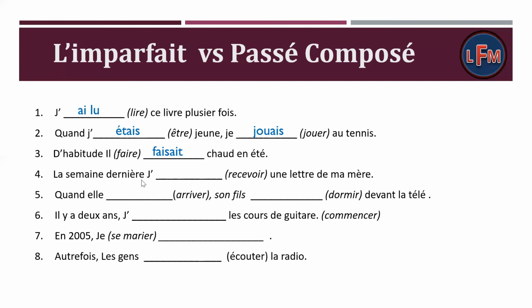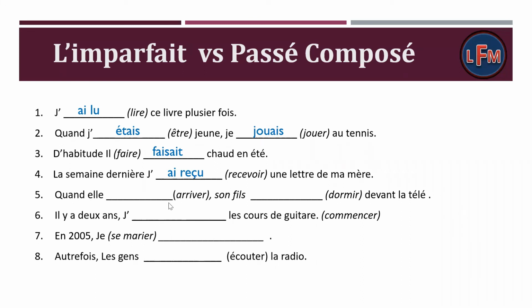La semaine dernière, j'ai reçu une lettre de ma mère. Here we are pointing out that it was last week. So I said that when we use the time that we did this action last week, last month, last year, we use passé composé. So la semaine dernière, j'ai reçu une lettre de ma mère. I received a letter from my mother. This is a completed action in the past that I received a letter.